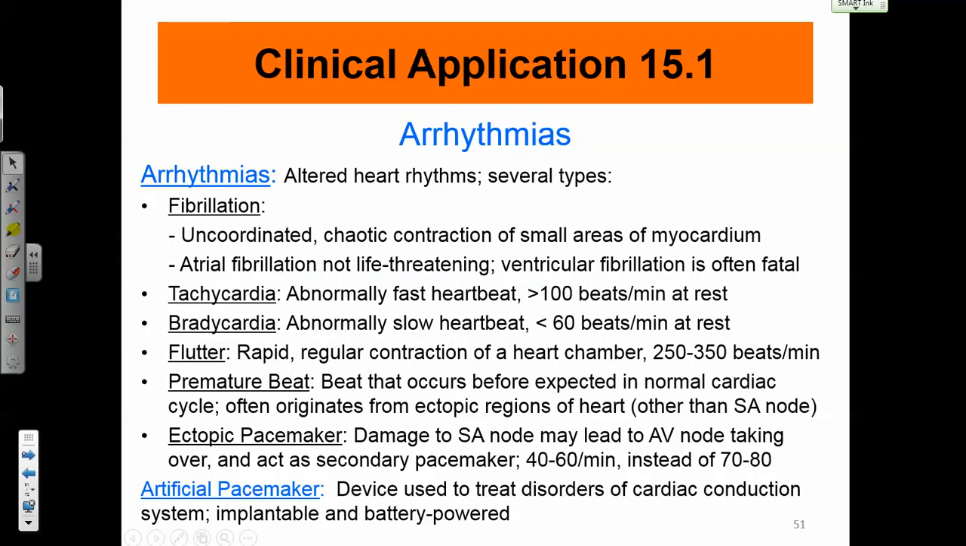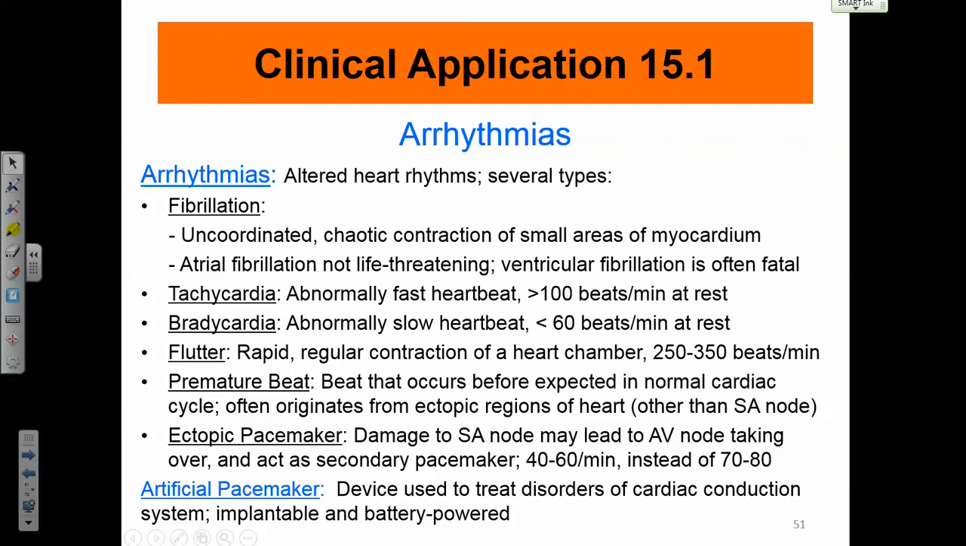All right, now this clinical application I'm not going to test you on, but you do hear a lot of this terminology in a medical setting. If somebody has bradycardia, that's an abnormally slow heart rate. Tachycardia is the opposite of that, a continually fast heart rate. Sometimes the heart flutters, and that means it's super fast contractions. And hopefully that doesn't last very long because it's not real efficient if it's doing that. A premature beat throws off the cardiac cycle.